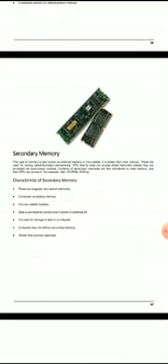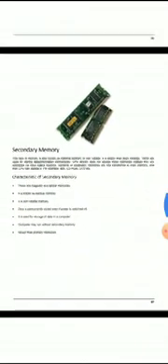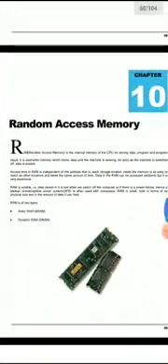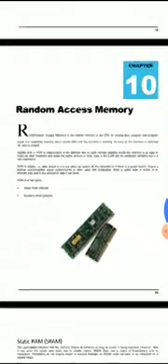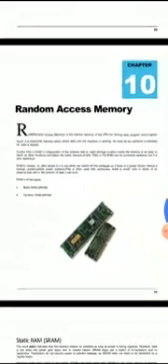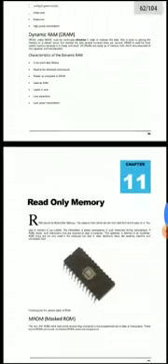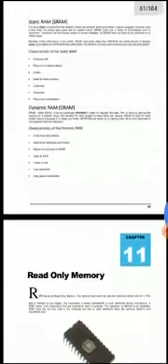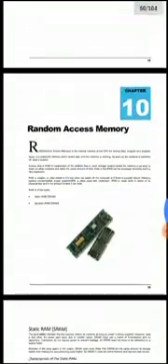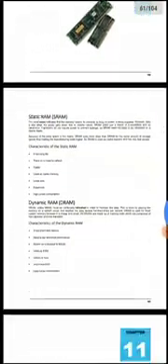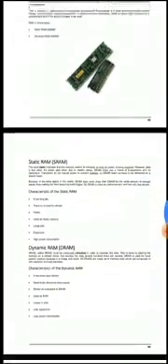Now, primary memory or main memory can be divided into two subcategories, that is RAM and ROM. RAM means random access memory and ROM means read-only memory.